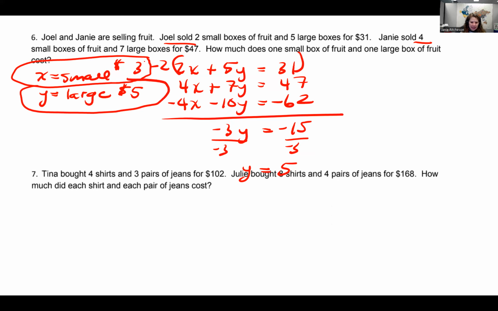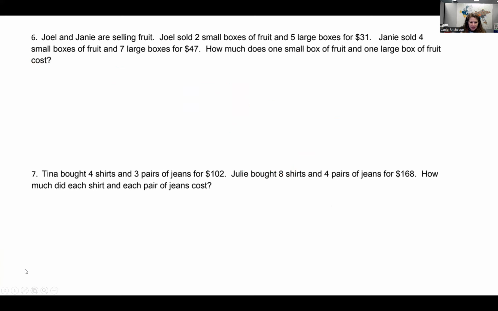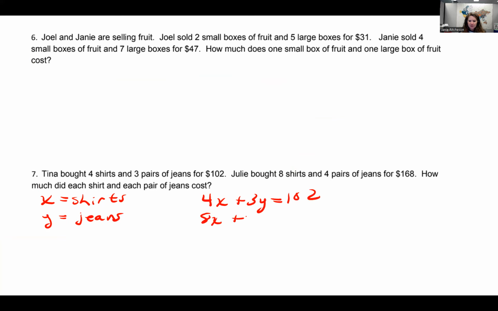All right, and then the last one, we have shirts and jeans. So let's do x equals shirts. Let's do y equals jeans. So we have 4 shirts plus 3 jeans equals 102. And then we have 8 shirts plus 4 jeans equal 168. We can eliminate our x's by multiplying by -2. So I'm going to bring this below this.